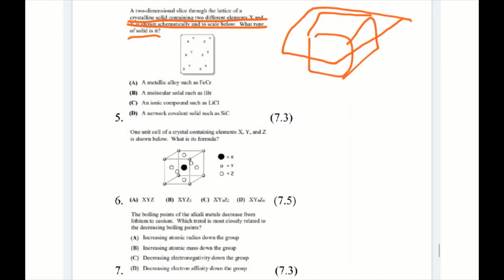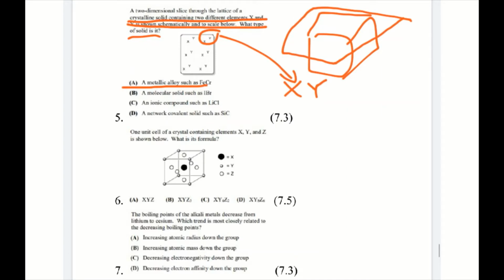So let's think about this. It says it contains two different elements, X and Y, so let's just draw the compound XY, and this could be a salt, it could be a molecular compound, it could even be a metallic alloy, who knows, right? Let's think about how this works. A metallic alloy such as FeCr.